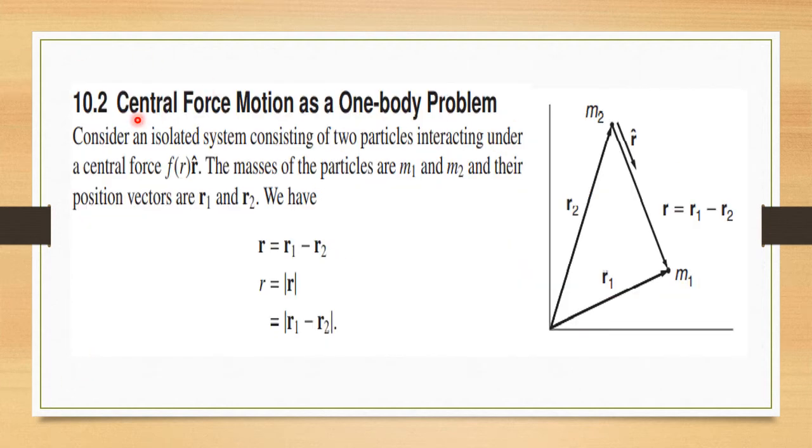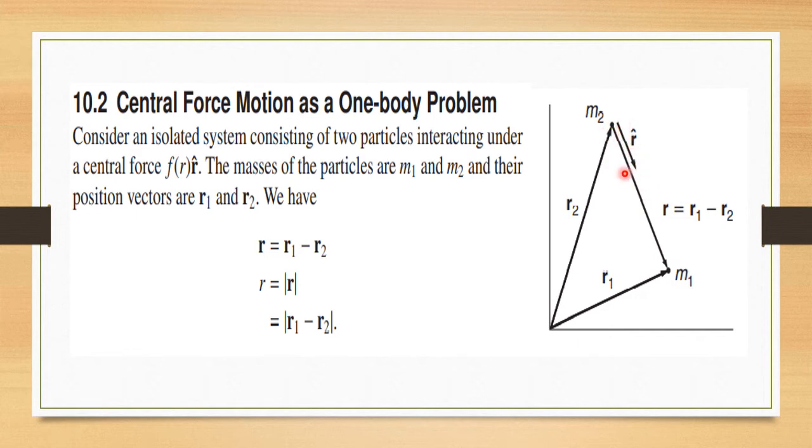Now, we are treating central force motion as a one body problem. We know that actually the central force motion is a two body problem, two interacting particles. This can be completely converted into a one body problem. In this video we will be looking at how this translation of a two body problem into a one body problem is done. So our system contains two particles m1 and m2.